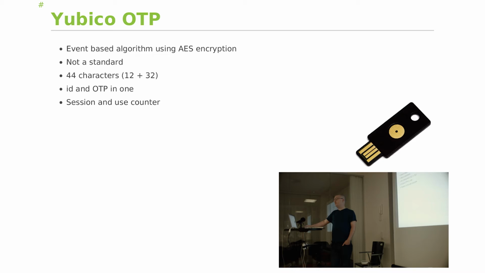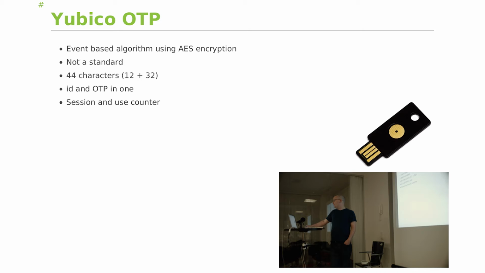Yubico OTP. I'll mention a few things about it. It's also event-based, so it's similar to HOTP in that way. It's not based on HMAC SHA-1 at all, but on AES encryption. It's not standardized at all, which is, for some use cases, a big downside of it. An upside of it is that it contains an ID already in the OTP. It's a 44-character OTP typed by the YubiKey. I should have had an example here, but I don't.